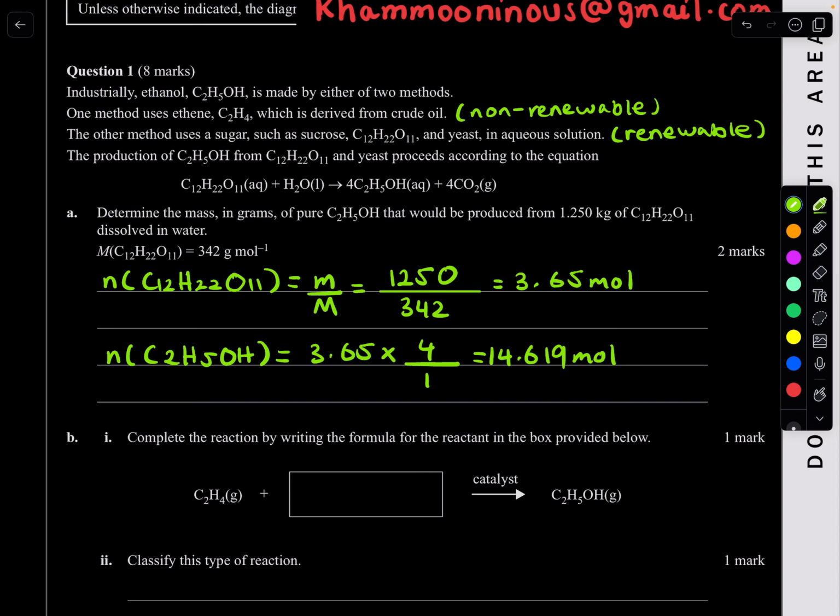But we want the mass. And remember, the mass of ethanol is the mole times the molar mass. And so that will be 14.619 times your molar mass of ethanol, which will be, in this case, we have 2 carbons, so 2 times 12 plus 1 oxygen plus 6 hydrogens.